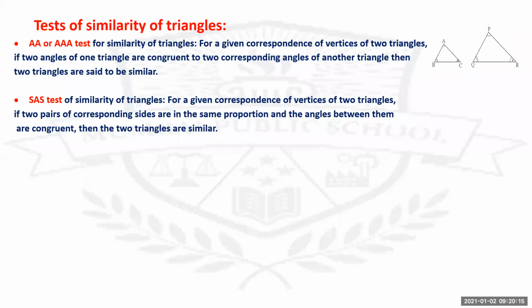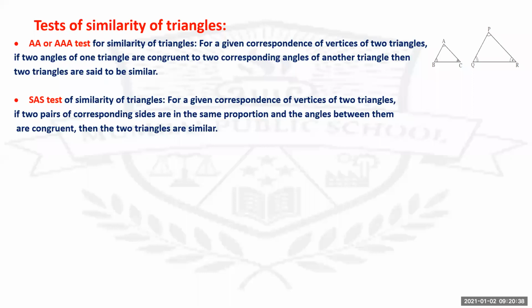For a given correspondence of the vertices of the two triangles, if two pairs of corresponding sides are in the same proportion and the angles between them are congruent, then the two triangles are similar.